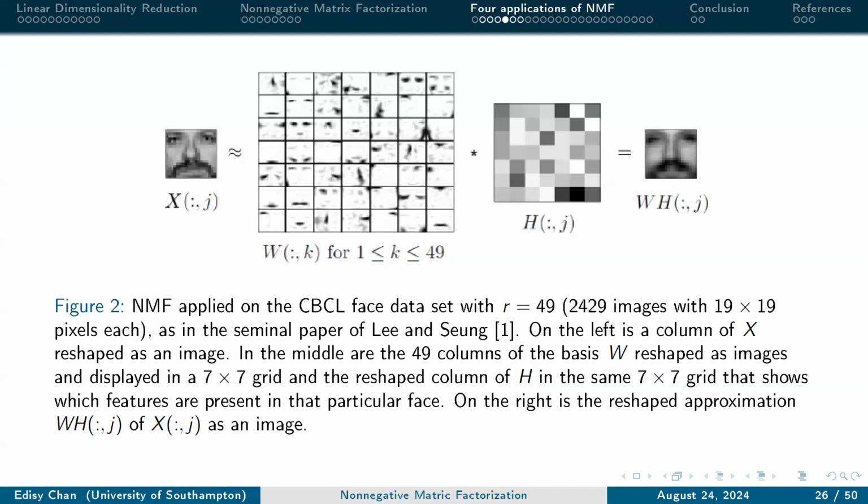So this is how we get this thing. This is just one of the columns, I should say. So this is one of the columns of the WH. All right. So you can see that this is an approximation of that. And now we have many, many columns like this. And that would be the NMF problem as a whole. So did I answer your questions?